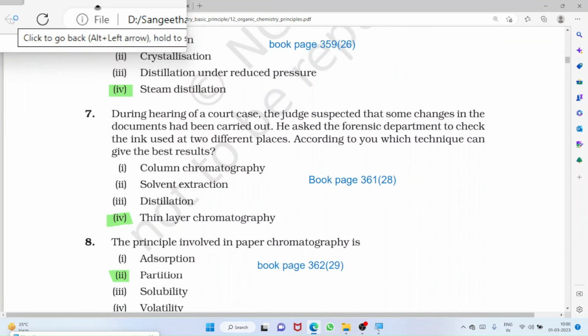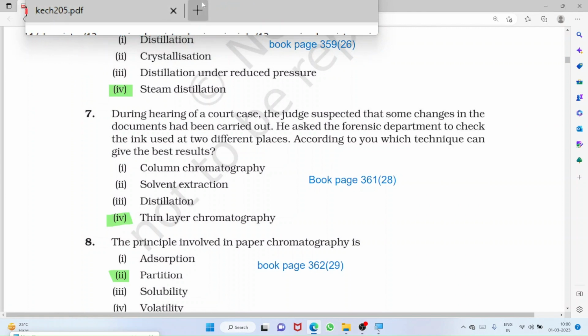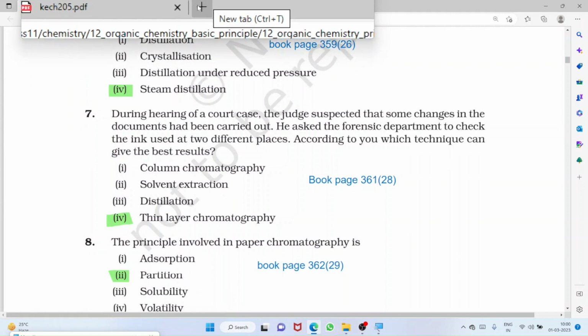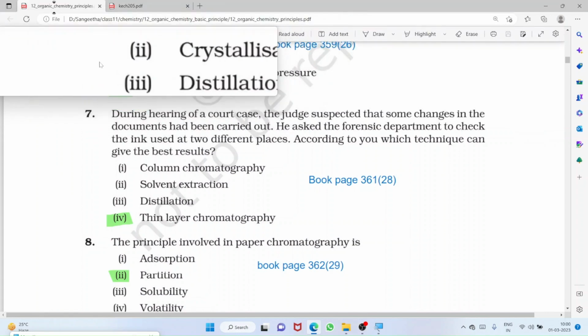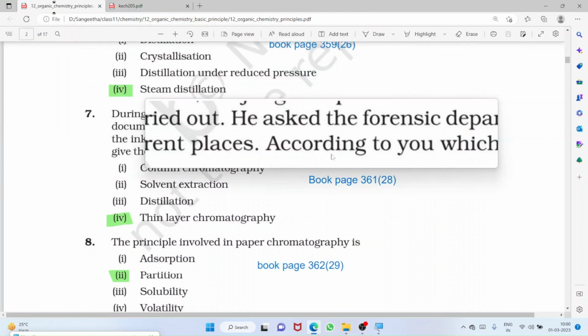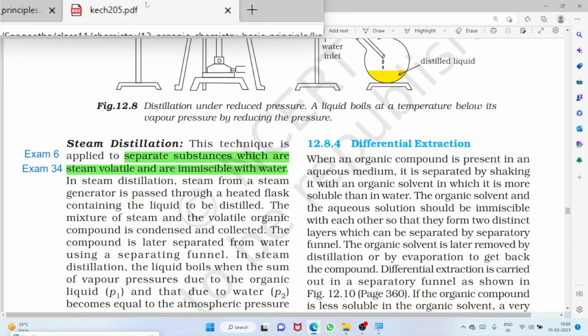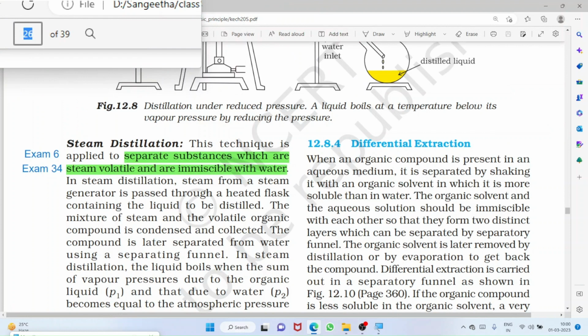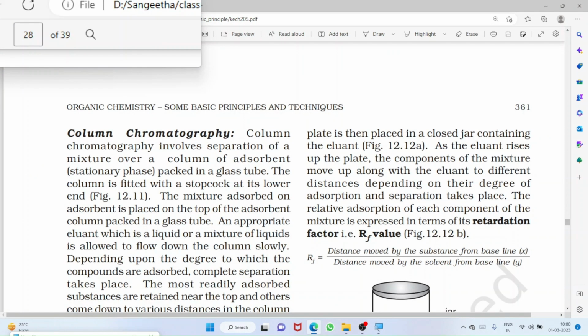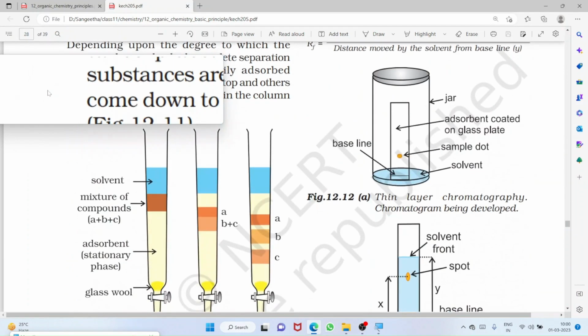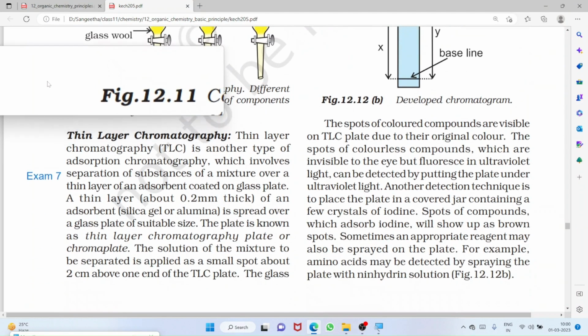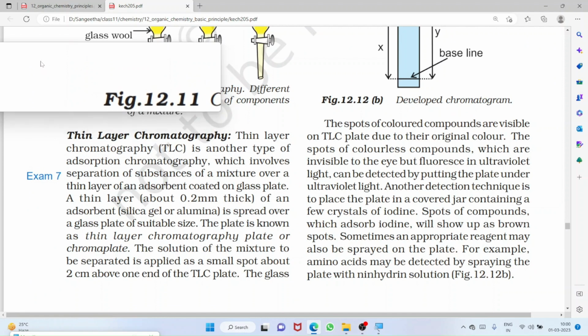During the hearing of a court case, a judge suspected that some changes in the document had been carried out. He asked the forensic department to check the ink used at different places, according to which technique? Thin layer chromatography. This also you can go through, that is in the book: what is thin layer chromatography and what are its applications. This is the thin layer chromatography. Okay.